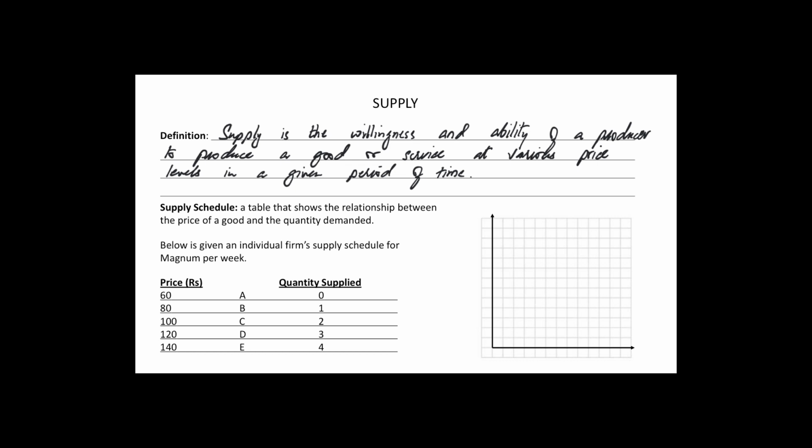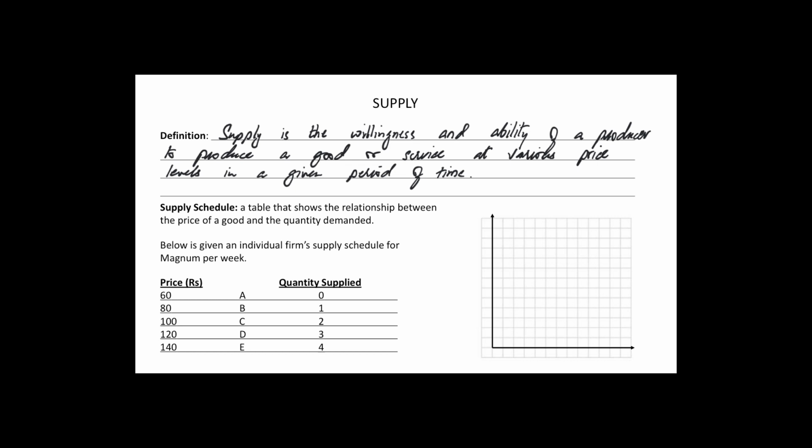The raw material prices are not changing. The number of producers in the market is not changing. Everything is held constant. And given that situation, when the price goes up, how much can he supply? And if the price goes down, how much can he supply?